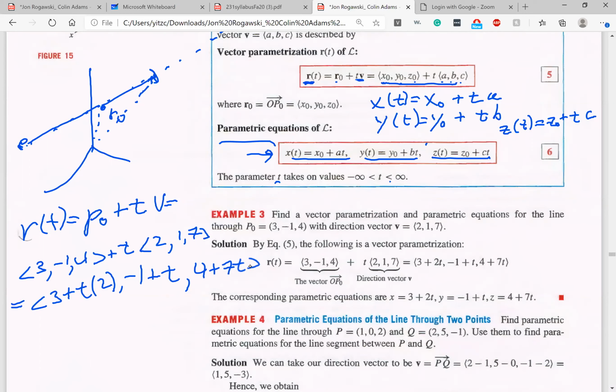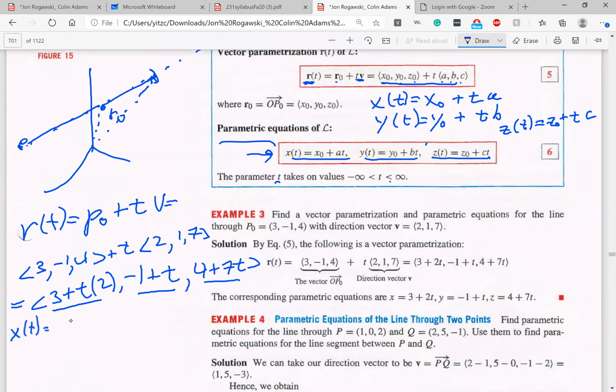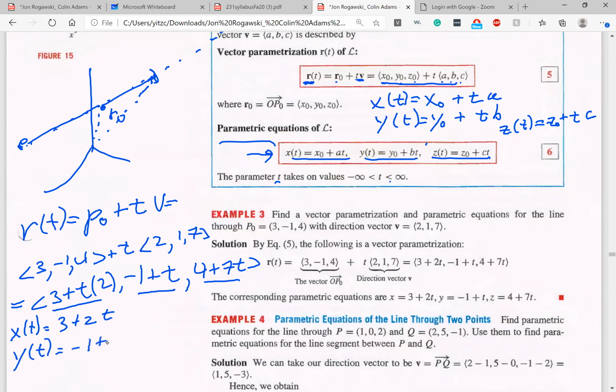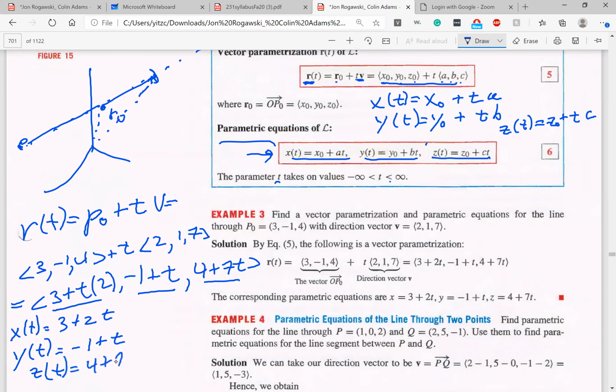So that's how each one of the coordinates will look. And then if you want to get your parametric equations, this is your x of t, this is your y of t, and this is your z of t. So your x of t is going to be 3 plus 2t. And your y of t is going to be equal to -1 plus t. And your z of t is going to be equal to 4 plus 7t.